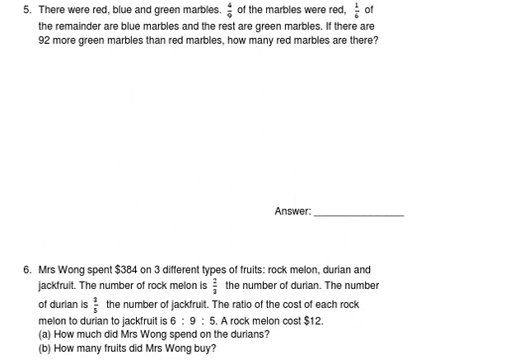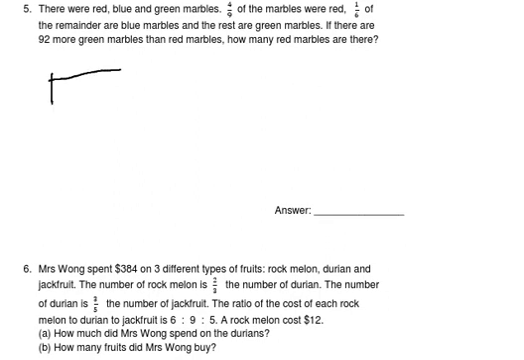Okay, my question was, if 4/9 of the marbles were red, what fraction were blue and green? So it's 5/9. Okay, so you know that out of this 5/9, 1/6 of the remainder are blue marbles and the rest were green marbles. Okay, if there were 92 more green marbles than red marbles, how many red marbles were there? Okay, I'm going to draw a model for this question. The entire model will represent the total number of marbles, right? This is not well drawn. I'm going to erase it.